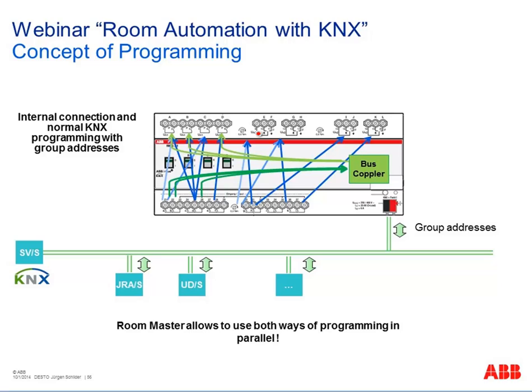Or you can create status group addresses and assign these status group addresses to all your outputs and link only your inputs internally to your outputs. Then when you close your sensor, your shutter drives up and down, and then it sends the status back, maybe to your panel or to your visualization system. So this is also a possibility to use the internal connection together with group addresses. And this principle is used in all our four room masters.